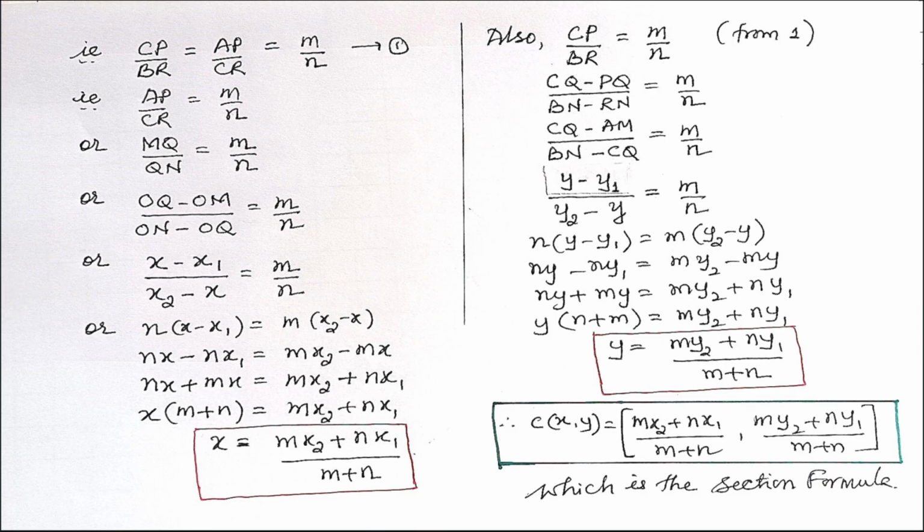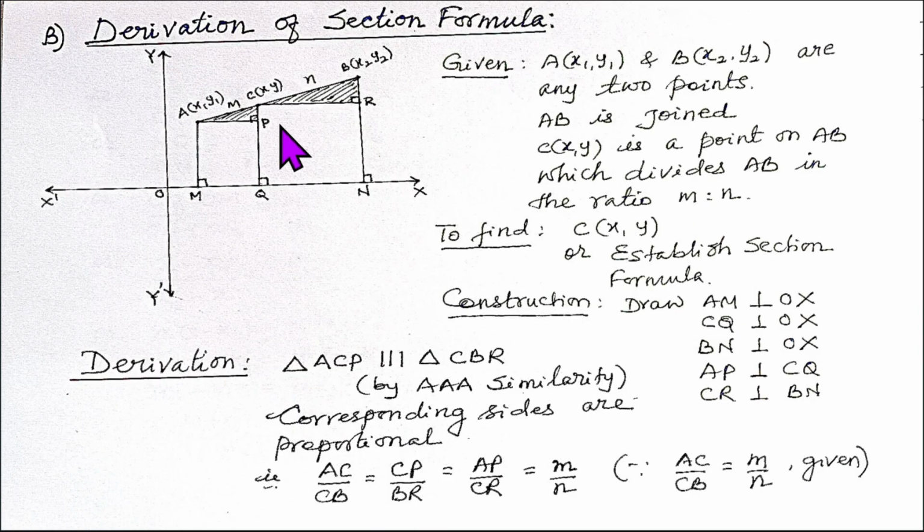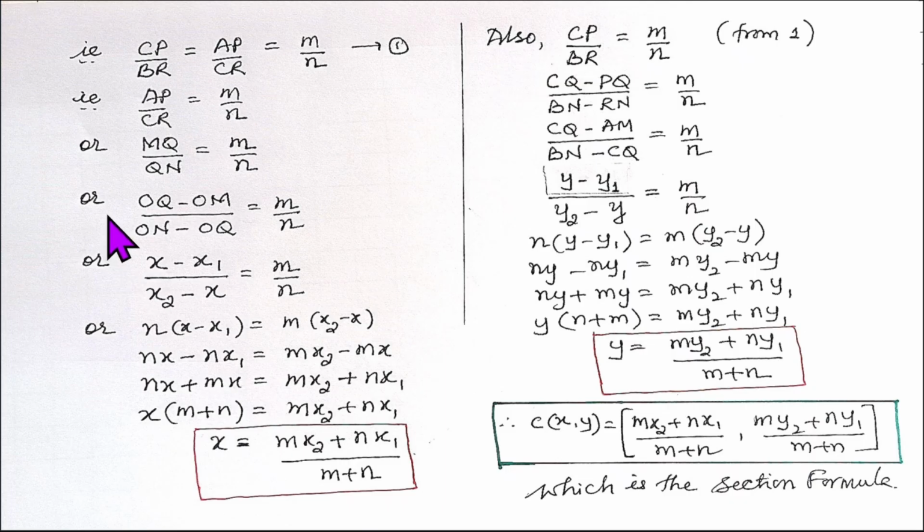But what is AP and what is CR? AP is MQ and CR is QN. But what is MQ? It is OQ minus OM. And what is QN? It is ON minus OQ. That's what I have written here. OQ minus OM upon ON minus OQ, that is m upon n.